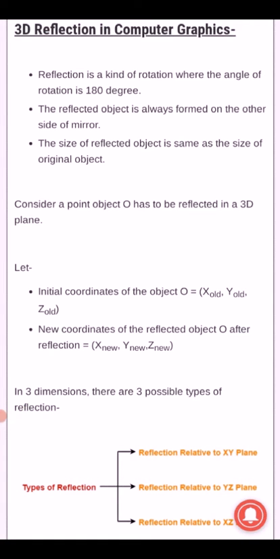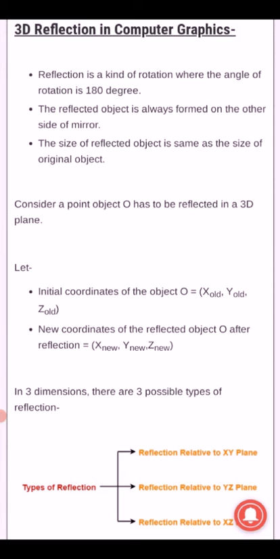So the next transformation is 3D reflection. Reflection is a kind of rotation where the angle of rotation is 180 degrees. The reflected object is always formed on the other side of a mirror. That is, we can say reflection is a kind of rotation, but the difference is the angle of rotation will always be 180 degrees.